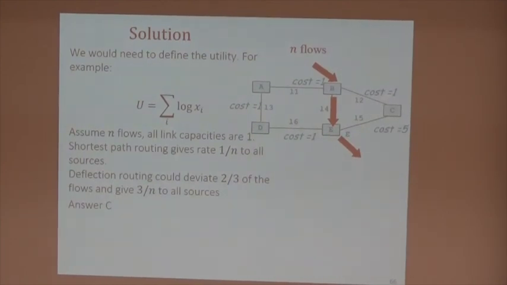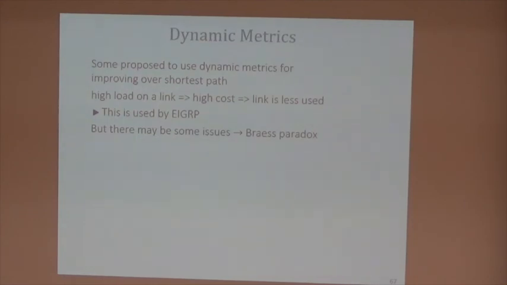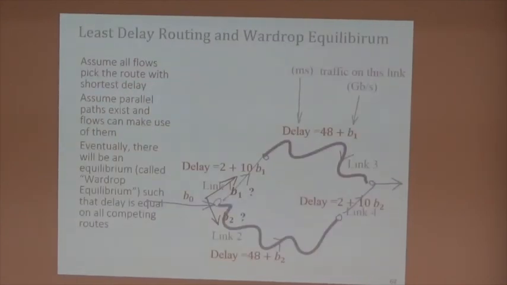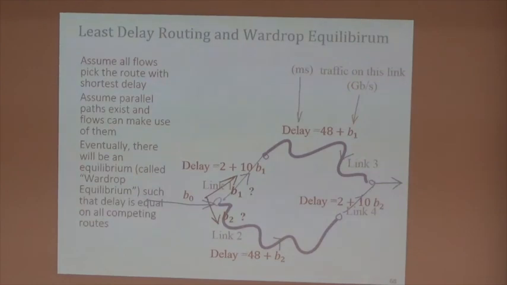If we do this, is it globally optimal? It's optimal for me, but if everybody does it, what is the resulting equilibrium? And then we will see that there is a paradox called Braess's paradox that I'm illustrating on an example here.